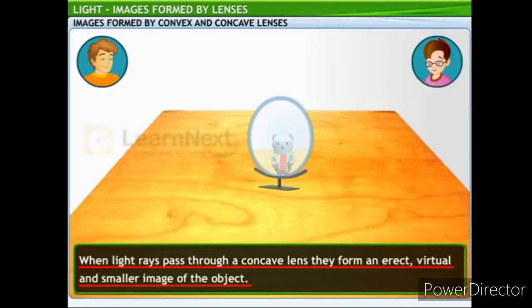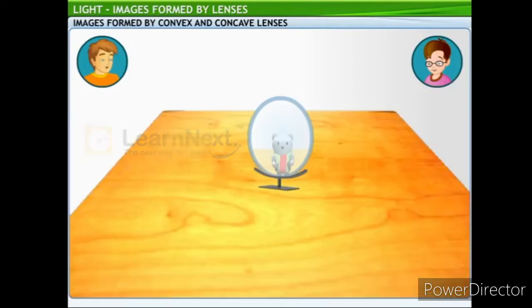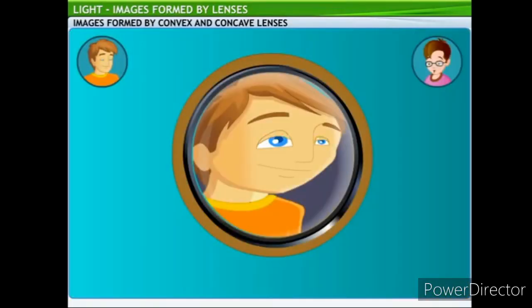Now, talking about images formed by a concave lens, where have you seen another image formed in a concave lens recently? Your image through the peephole. Exactly. Even though my face looked odd, you could make out that I looked smaller.